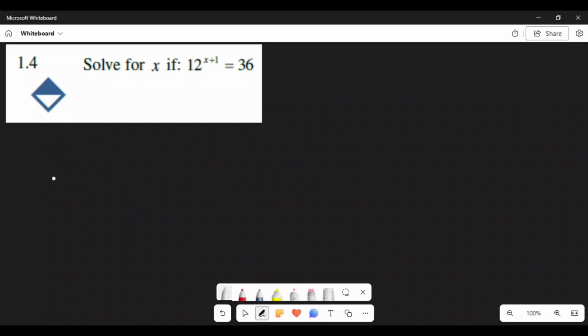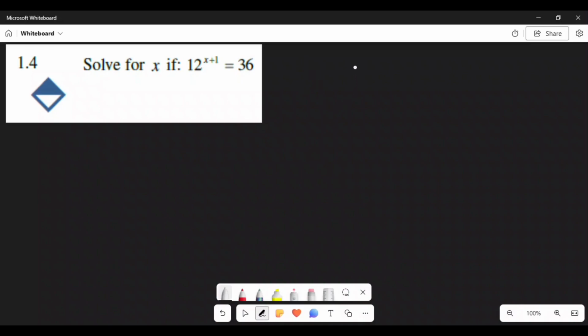4.1.4, I mean. This blue thing here basically means the question is challenging, but I don't find this one to be challenging. All you need to know is that you need to use a calculator. But anyway, let's just do this one. As you can see, you have 12 to the power of x plus 1 equaling 36. So we are solving for x here.